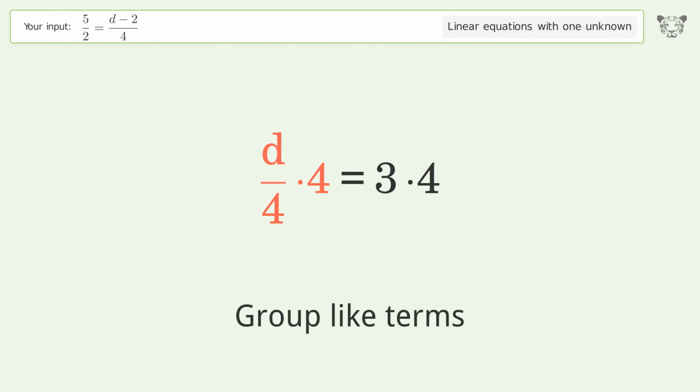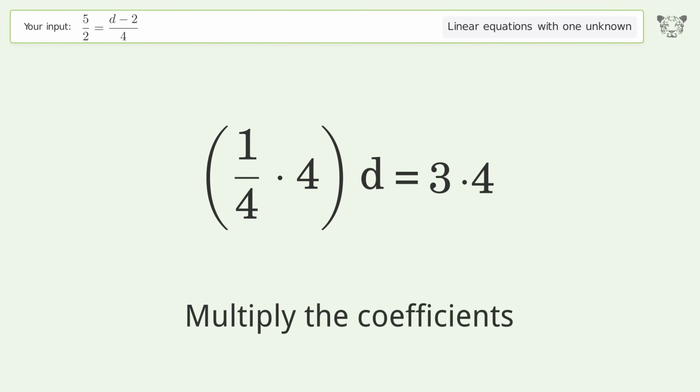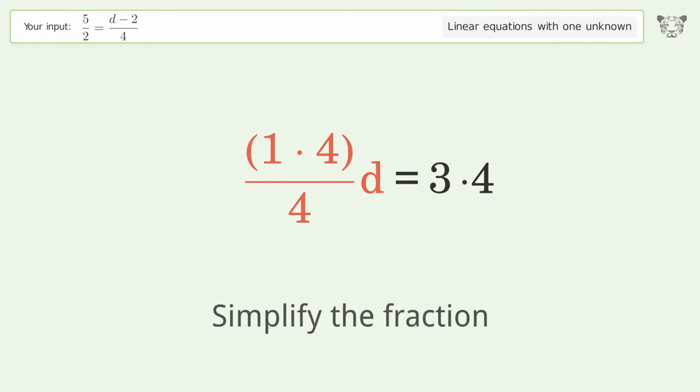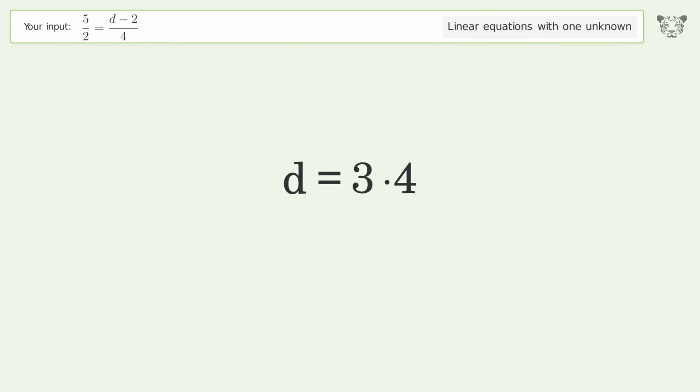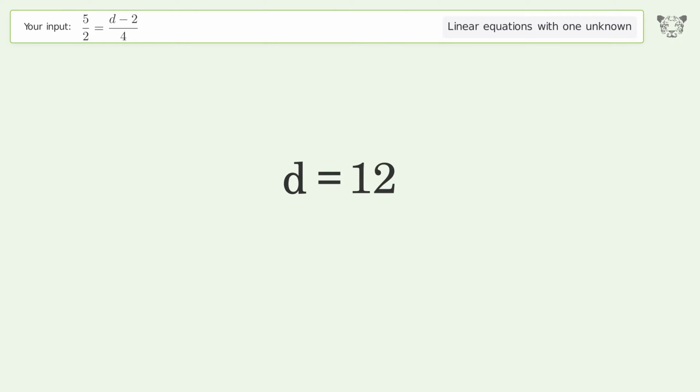Group like terms. Multiply the coefficients. Simplify the fraction. Simplify the arithmetic. And so the final result is d equals 12.